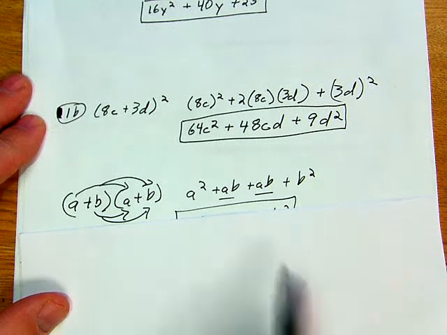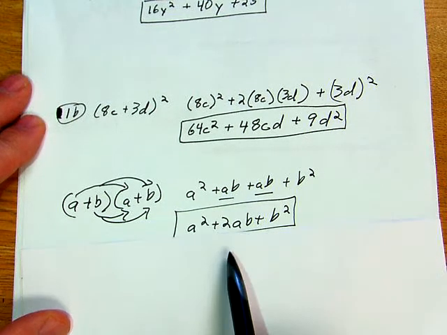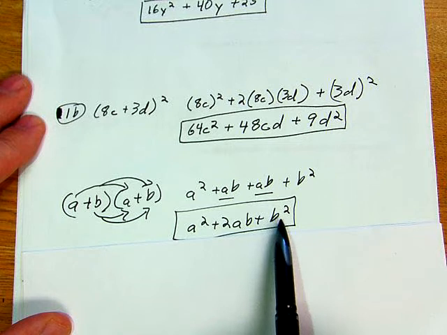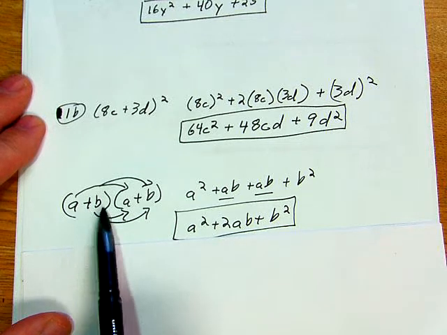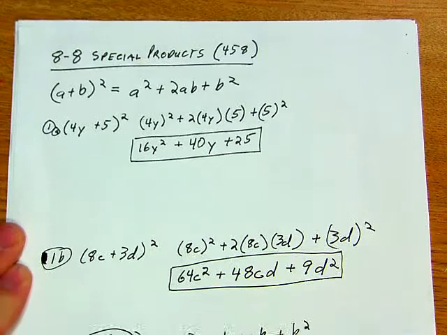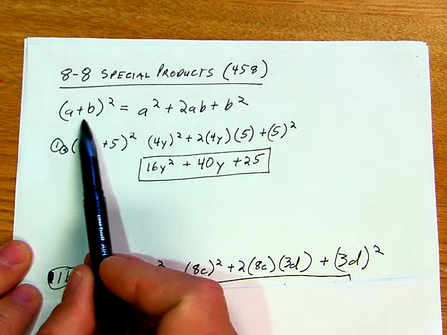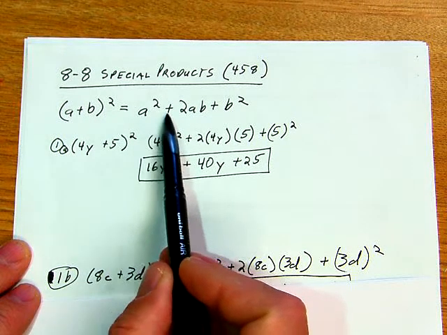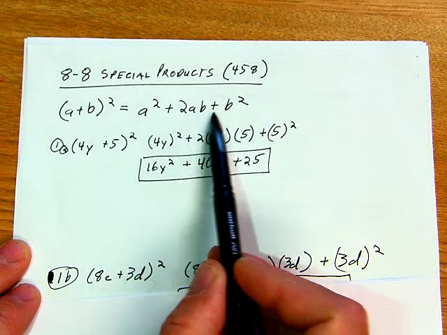I notice that these are like terms. I add them together and I get a squared plus 2ab plus b squared. So it doesn't matter what a and b are. When you're squaring something like this, a and b, it doesn't matter what they are, you're always going to end up with a squared plus 2 times ab plus b squared.